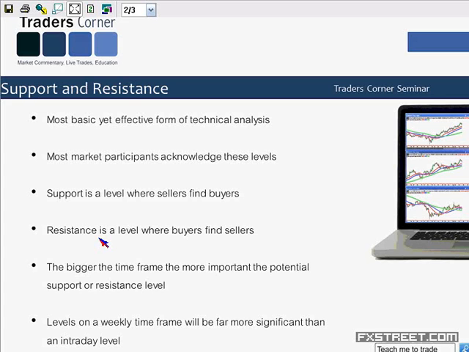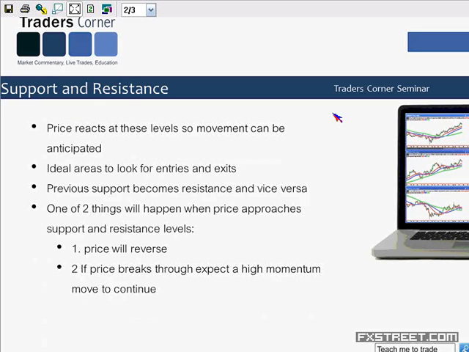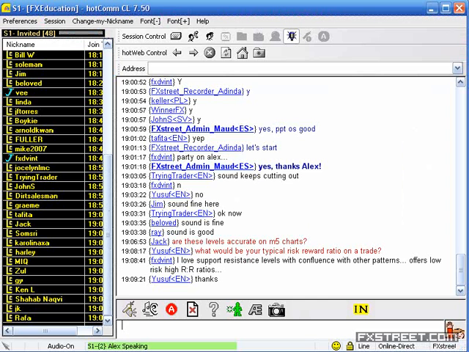So we're looking for anything, well, obviously 1-to-1 is a minimum, but we like to have 2-to-1s on our side, because that gives us a nice warm fuzzy feeling inside that we can be wrong more times than we're right and still come out ahead of the market. Not ahead of the market, but ahead in our account. Okay? So as I said, price reacts to these levels, so movements can be anticipated.